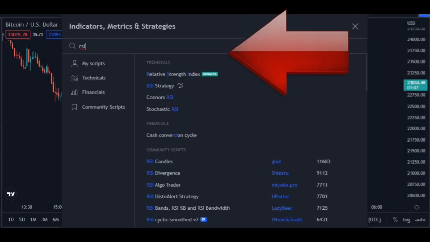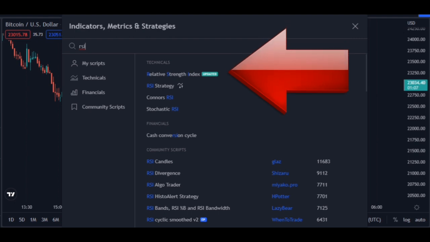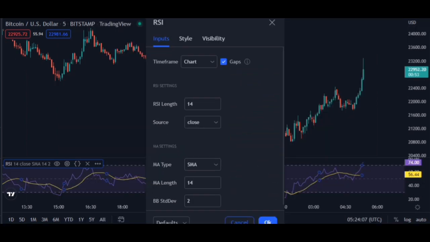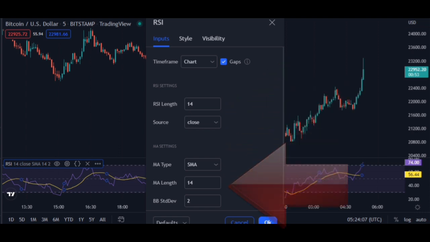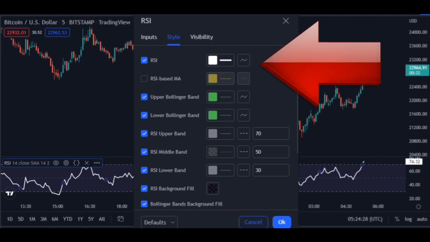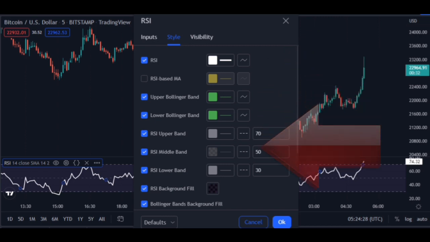First, add the RSI indicator. RSI is one of the most powerful indicators of financial markets, so we also use this indicator. We do not change the settings of the RSI indicator. That is the same setting as 14 for RSI. To see better, we widen the RSI indicator color and also turn off the yellow color because we do not need this option in this strategy.